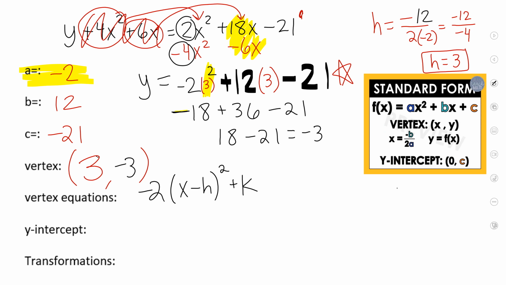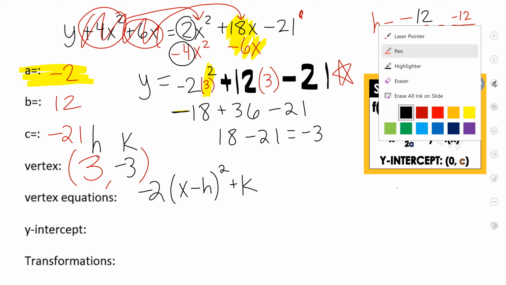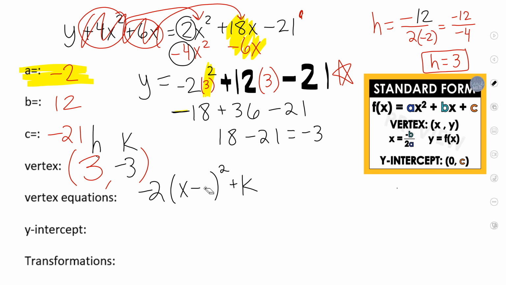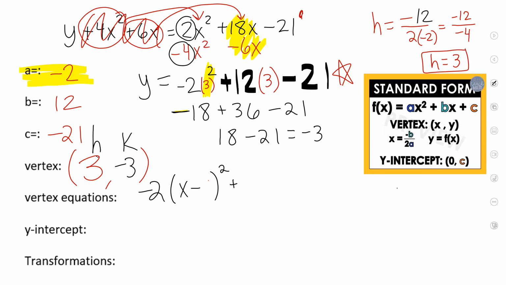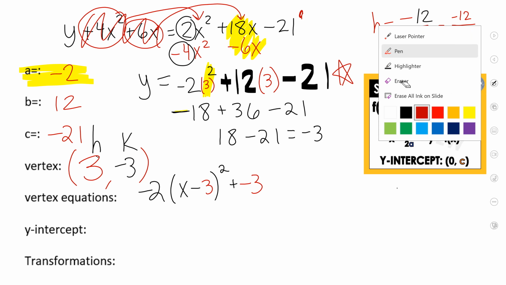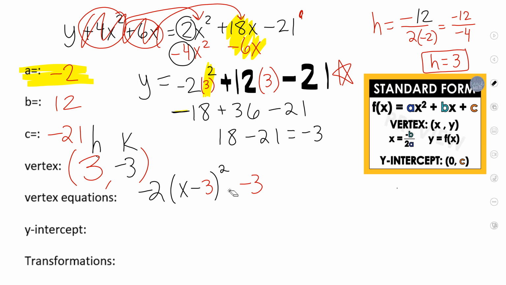Okay? Everyone label the vertex. This is H. This is K. Everyone label it, please. I'm going to erase H and K and put my numbers in there. H was 3. K was -3. So I don't need this plus sign anymore. So that's my equation. Notice whenever you put a number inside of the parentheses, the sign changes. First it was a 3, now it's a -3 in there.